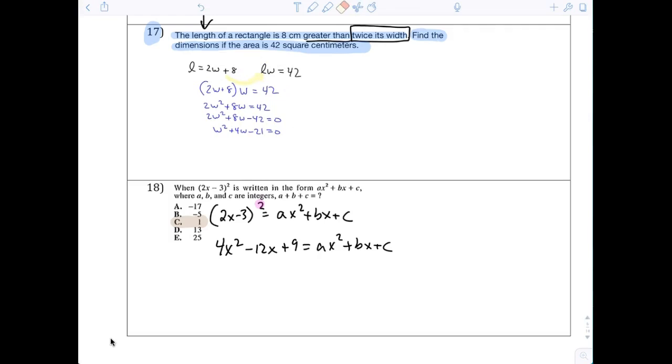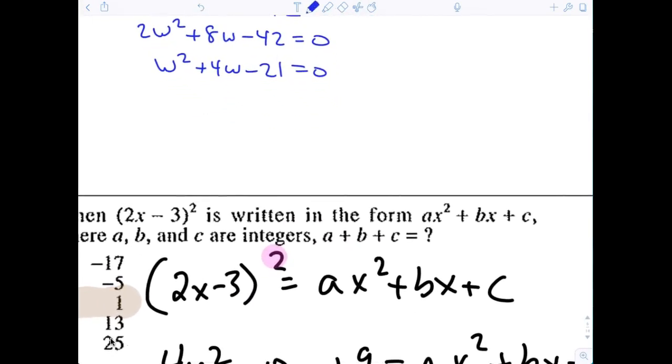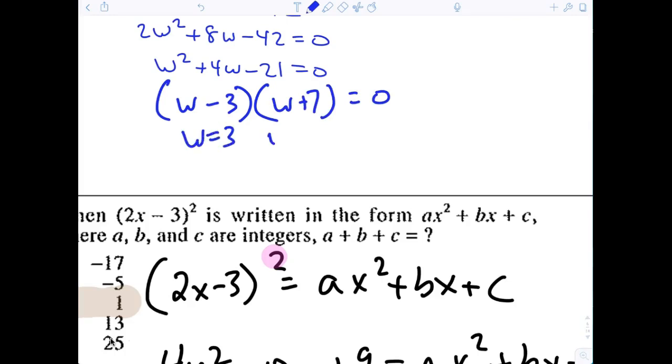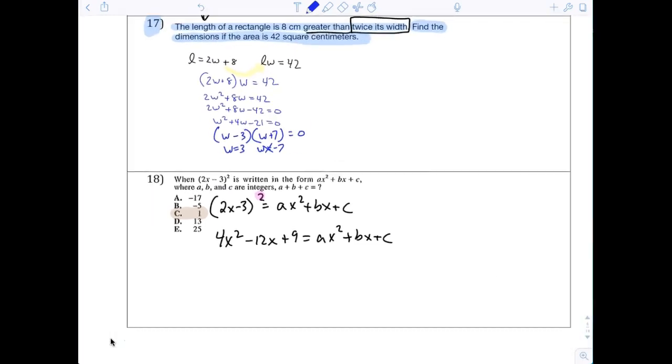And this over here I don't really need anymore. So now I'm factoring w squared plus 4w minus 21. That's not that hard. 7 and 3, plus 7 minus 3. So the width is 3 or the width is negative 7. Is it possible for the width to be negative? No. So that's out. It says find the dimensions. So the width is what? 3, and the length would be 14. And don't forget, these are centimeters. Do you agree with that now?